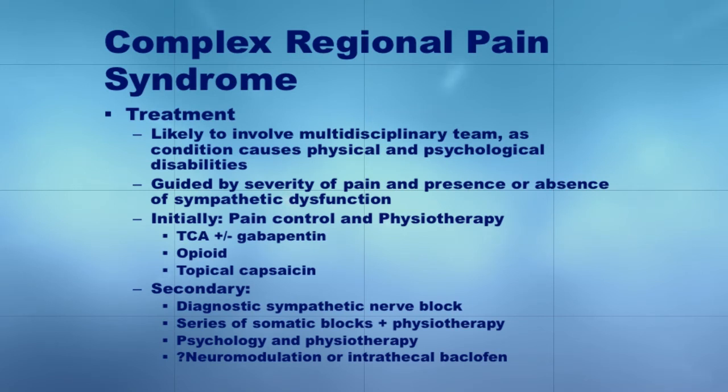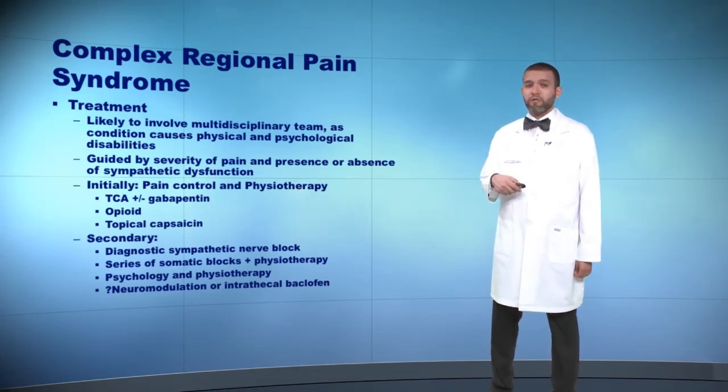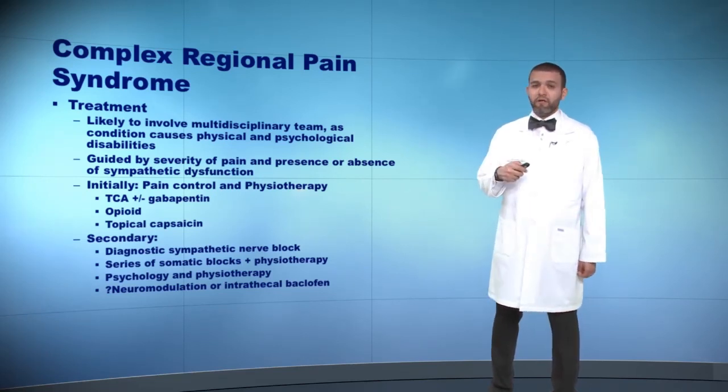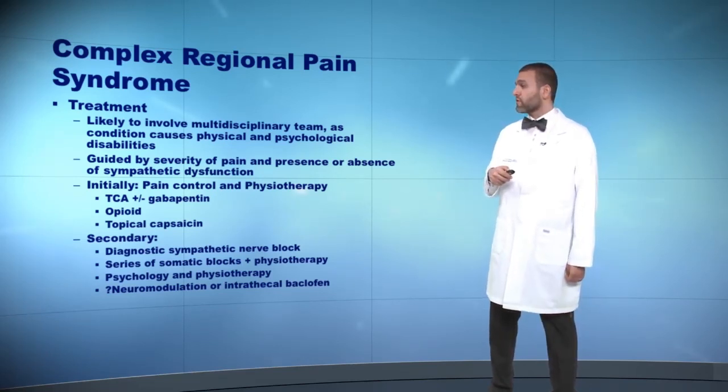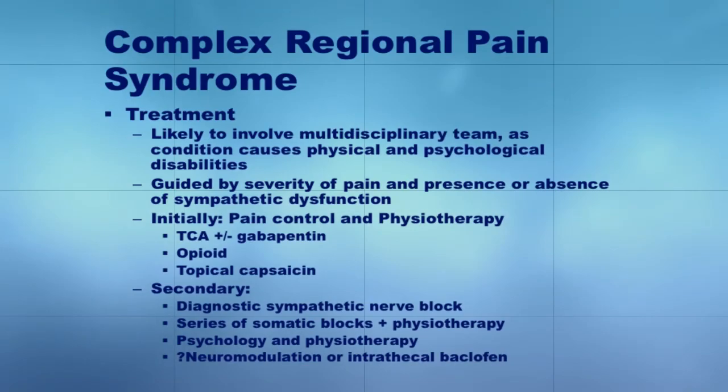Secondary cases, the diagnosis with the use of sympathetic blocks, series of somatic blocks, like IV alpha agonist infusions to the limb, IVRA, and physiotherapy as well. Psychotherapy is important, and neuromodulation with the use of spinal cord stimulator, and in CRPS type 2, as well as maybe the use of intrathecal baclofen.